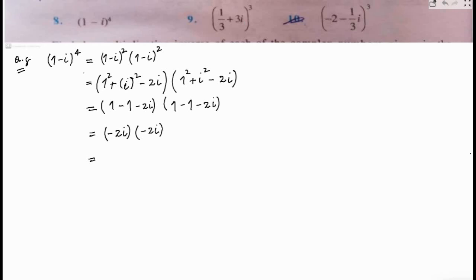Now negative negative will become positive, 2 into 2 will become 4 and iota will become iota square, so the answer is negative 4. अब इसको लिखना है स्टैंडर्ड फॉर्म में, सो यू राइट नेगेटिव 4 प्लस 0i, दैट विल बी इट. लेट्स कम टू द क्वेश्चन नंबर 9 नाउ.